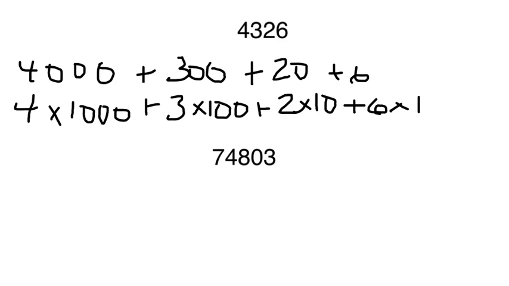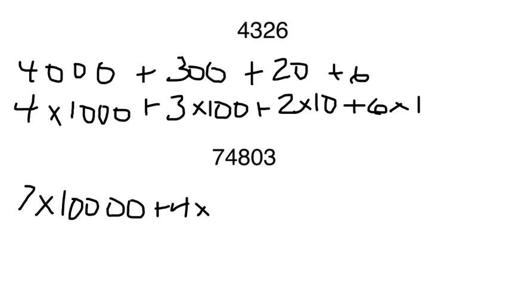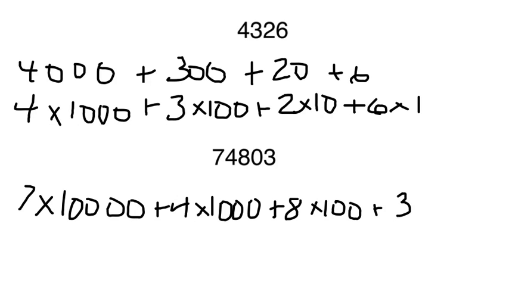Once again, write down 74,803, our new number, pause the video, try writing it in expanded form. When you broke it down, you should have had the 7 was in the 10,000s place, the 4 was in the thousands place, the 8 was in the hundreds place, and the 3 was in the ones place.